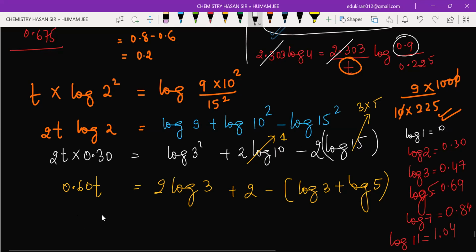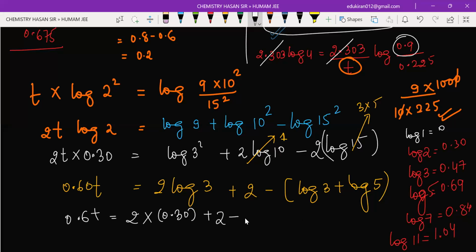Yes, sir. So here you can see 0.60t can be written as you just need to put the value 2 into log 3, that will be equal to 0.30, then plus 2, then minus, you can see 0.47, right? Minus log 5, 0.69. You just need to solve the value and divide it by 0.60. You will get t equals 1 hour.